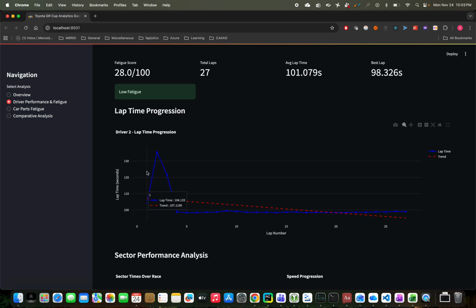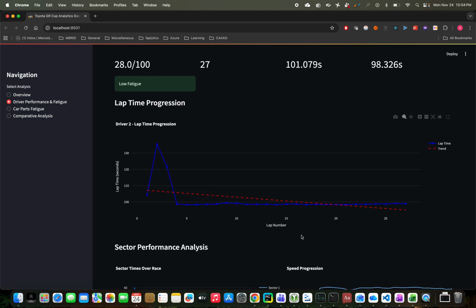So here, this chart shows lap times throughout the race. Notice how the lap time increases towards the end. That's the fatigue that is setting into the driver. This trending line makes this degradation crystal clear.